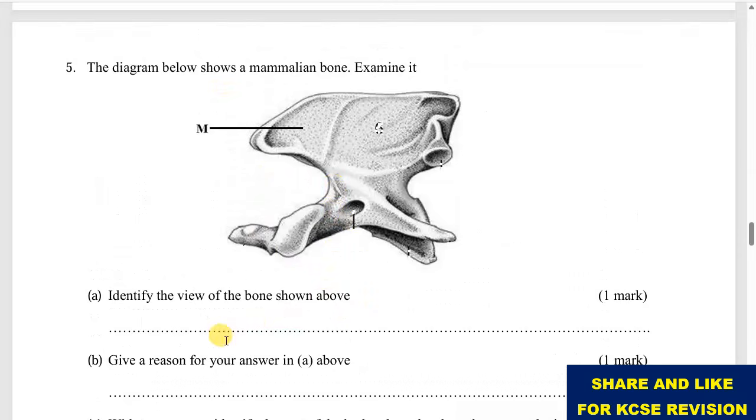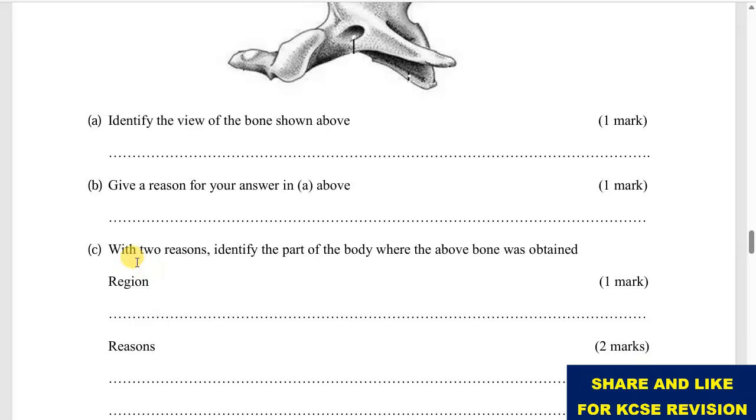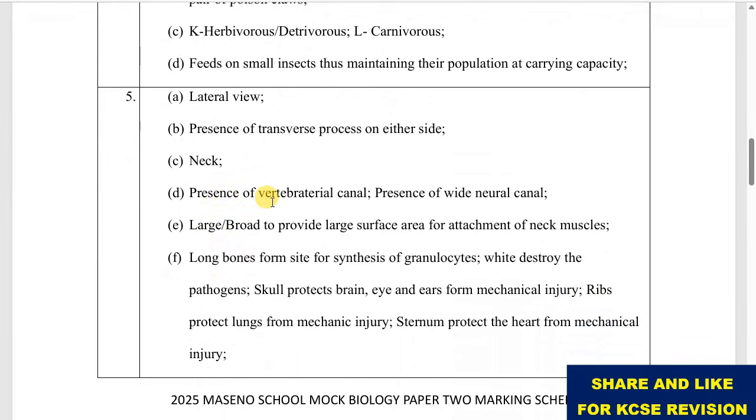Give two reasons, identify the part of the body where the above bone was obtained. Neck region, because of the presence of vertebrarterial canal and the presence of a wide neural canal.